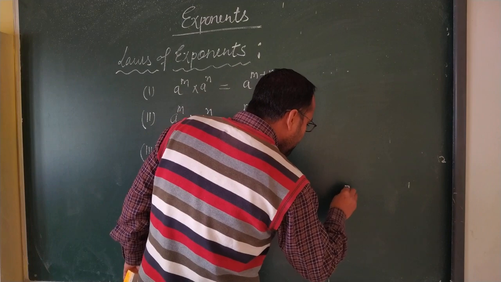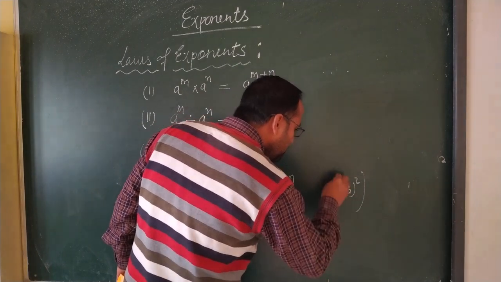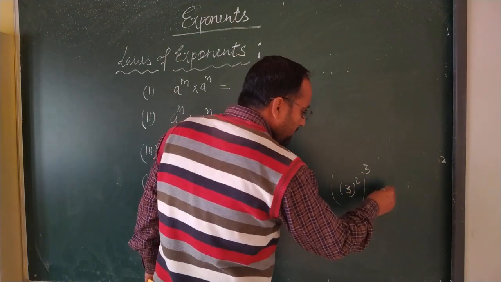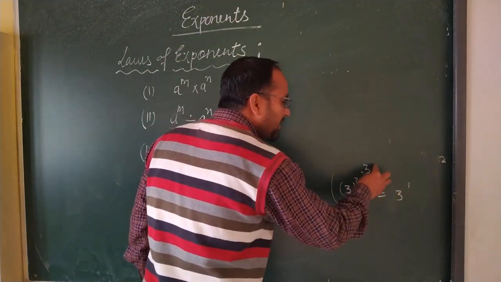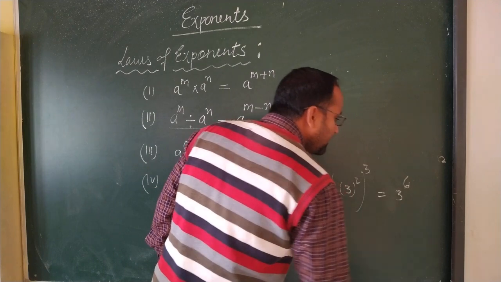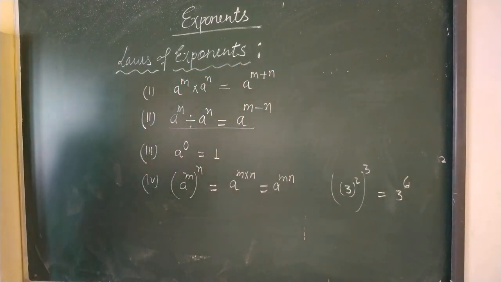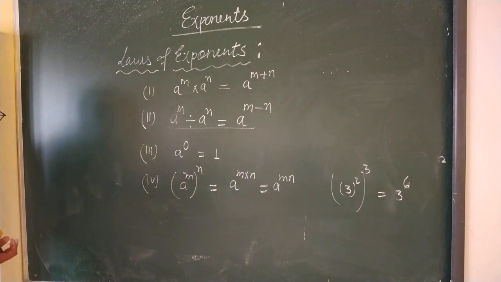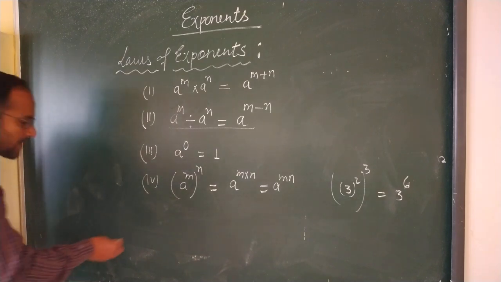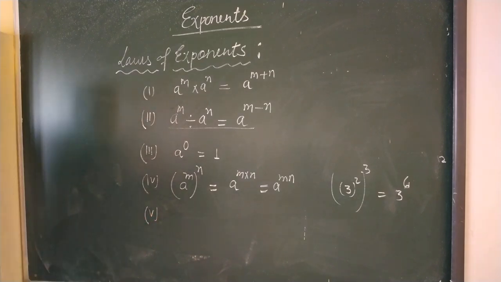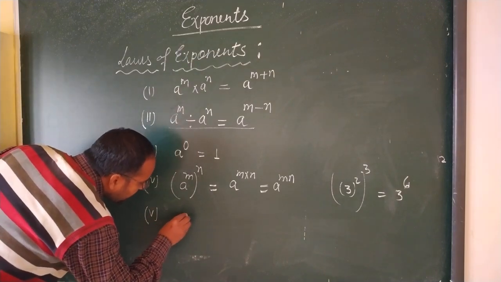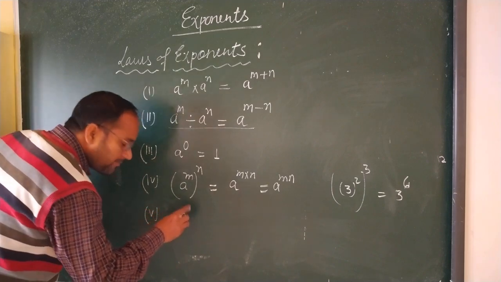This one is 3 to the power 2, all to the power 3. How will you solve? You will write 3 one time and multiply the powers. 2 into 3, you will get 6. 3 to the power 6. Okay students, if a power has a power, then you will multiply the powers and write the base one time. Fourth one is, if your bases are different but powers are the same.